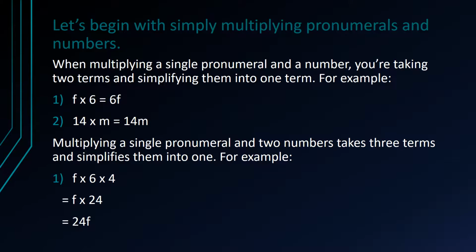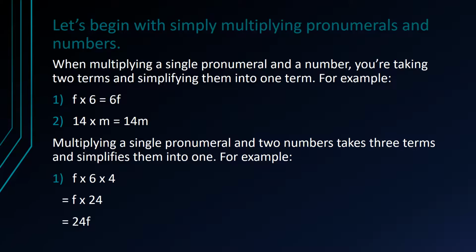Let's begin with simply multiplying pronumerals and numbers. When multiplying a single pronumeral and a number, you're taking two terms and simplifying them into one term. For example, if you've got f times 6, that becomes 6f. Or 14 times m becomes 14m.